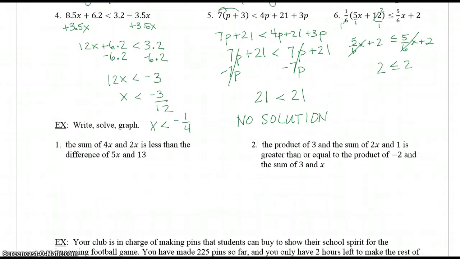Now, this is a problem that the variables all cancel out, so this is either going to be no solution or infinitely many solutions. Because this is a true statement, this is infinitely many solutions. Whereas this one was not true, so it was no solution.